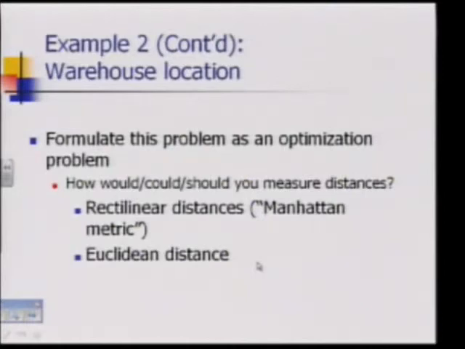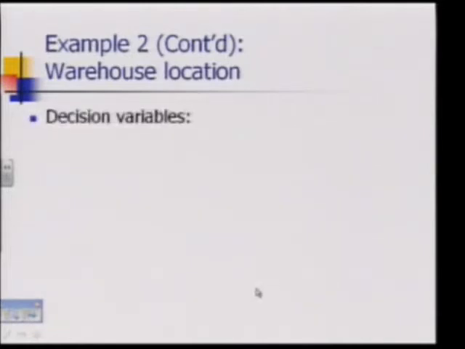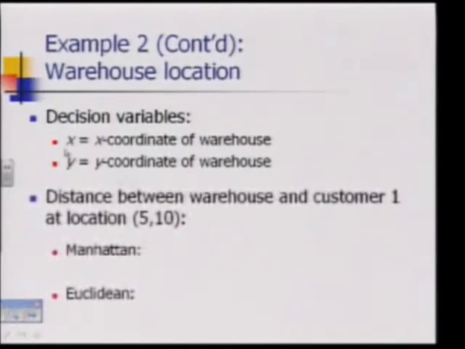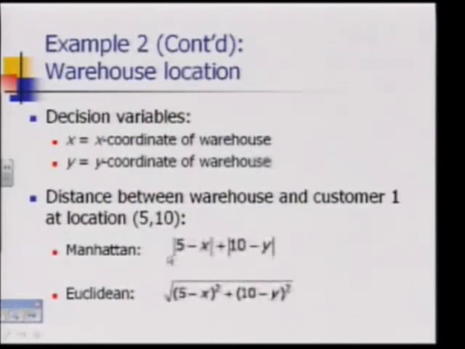Very good. It's like you can only go along the X and Y directions, so you measure basically the difference in X and Y locations and take the sum, right? And you can't cut through somebody's property. Okay, very good. Take the streets. Okay, and decision variables, of course, in this case, we can put the warehouse at any location in XY coordinates, so it's this XY, and the distance between the warehouse and customer 1 located at 5, 10, you can say this is Manhattan distance, and that's Euclidean distance.